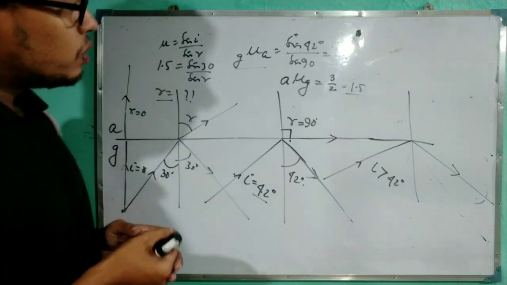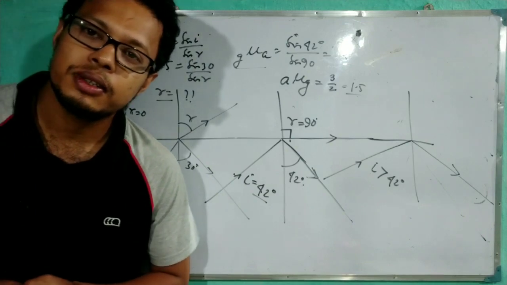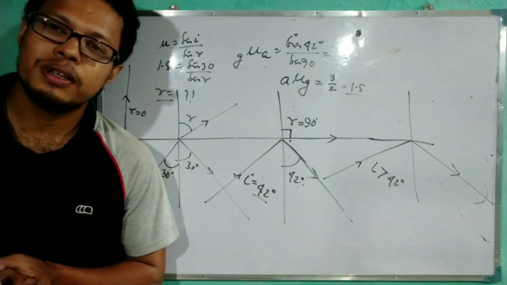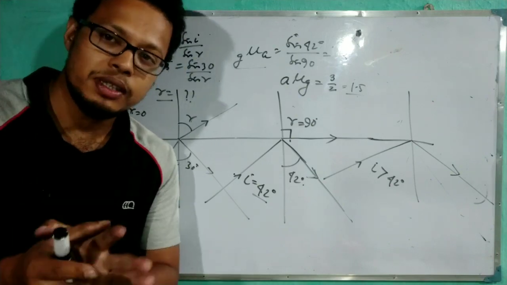So this is all about the critical angle and total internal reflection. In the next class I will come with a new topic, which is total internal reflection through prism.